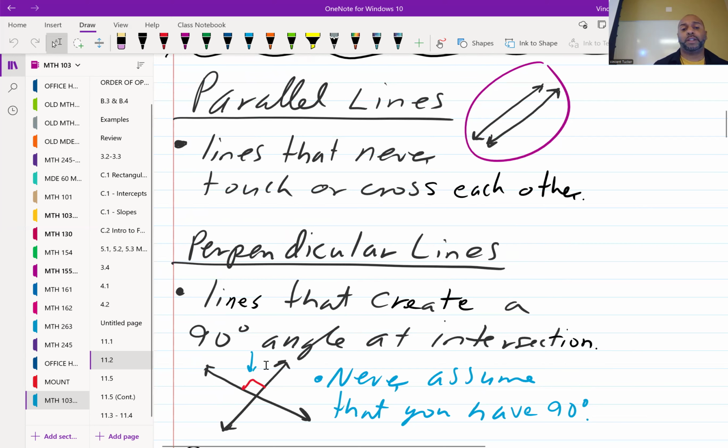So when it comes to perpendicular lines, there may be a square right there identifying that that's 90 degrees. That square represents 90 degrees. Or it may just be in the wording, say we have two perpendicular lines, or it may say we have two parallel lines. But either way, you can never assume that you have either. Something has to identify those for you.